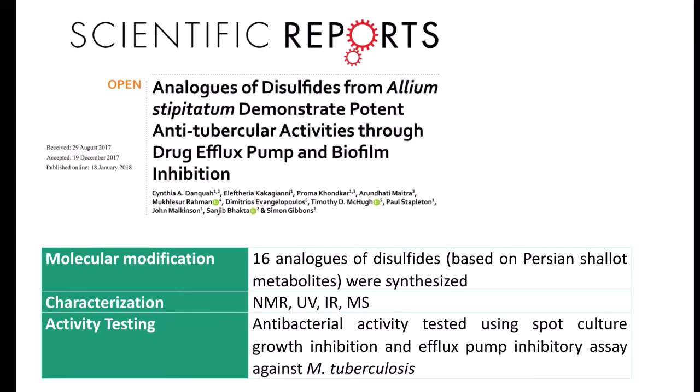Okay, next, analogs of disulfides from Allium stipitatum demonstrate potent antitubercular activities through drug efflux pump and biofilm inhibition. Okay, same thing, they did molecular modification, characterization, and activity testing. Okay, but they also use different techniques for characterization and activity testing compared to the previous one. Okay, we'll revisit these studies later, so just take note of them.